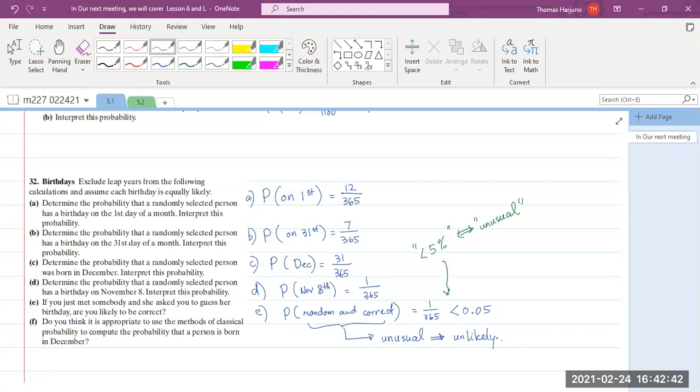Okay, now part F, do you think it is appropriate to use the methods of classical probability, equally likely, to compute the probability that a person is born in December? Now we know that's not true. Okay, no. So this method of computing probability of somebody's birthday in part C, for example, this method is not a good method.